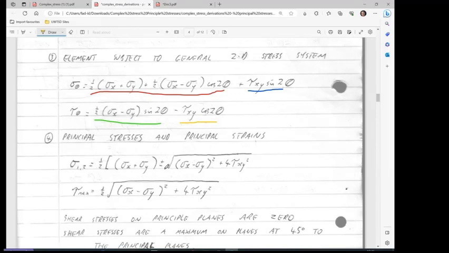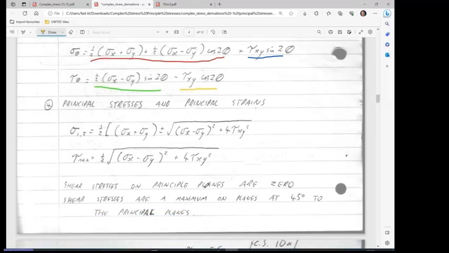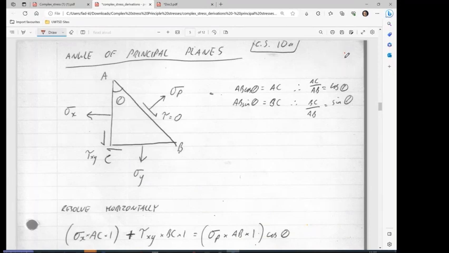We've then also worked out what the maximum shear stress is. It's given by that. So we've taken that equation and we've plugged in sine 2 theta and we've plugged in cos 2 theta, and we've ended up with that. The other observation that we've also shown is that on the principal planes, the shear stress is 0. So the last thing we're going to do today is to work out where those principal planes occur.